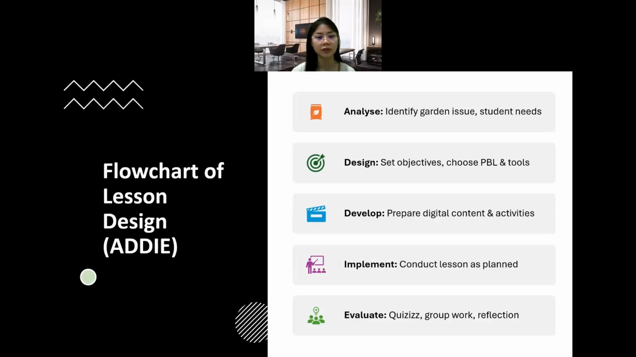We will follow the ADDIE model in designing our lesson to ensure each of the components aligns with the learning objectives, instructional theories, and assessment strategies, thus increasing the probability of achieving our intended learning outcomes. Next.